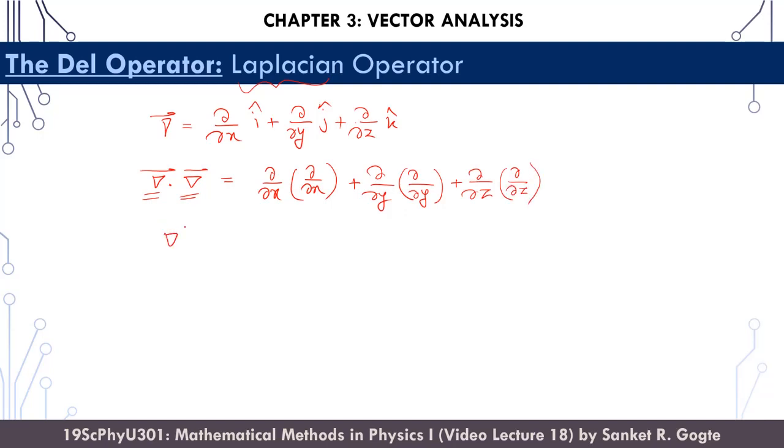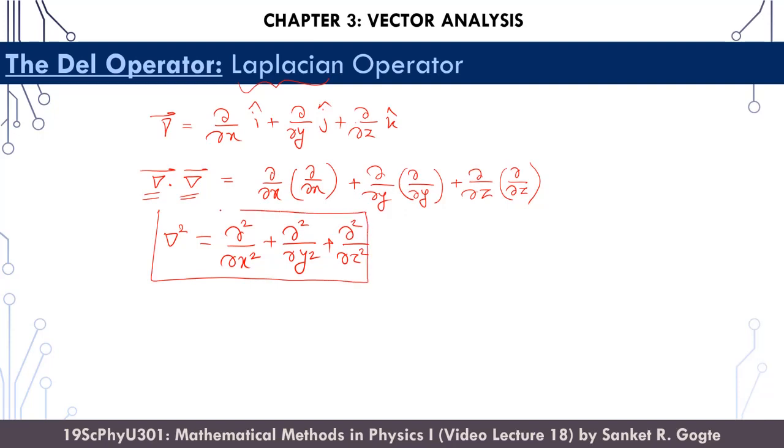And therefore this del dot del can be written as del square now, and since we have taken the dot product, it is a scalar quantity. I won't draw the arrow over that. It is equal to ∂²/∂x² plus ∂²/∂y² plus ∂²/∂z². So we get another operator, which is now a scalar operator, and it is second order partial differentiation. This is called the Laplacian operator.